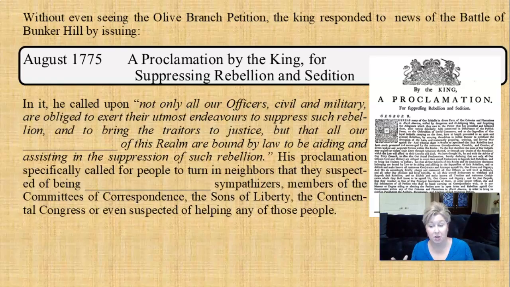In it, what he calls on is not just the officers, both military and civilian, but anybody employed by the king is already supposed to be suppressing anything that they think is patriotic behavior. But now he commands that all of his subjects, everybody, you're supposed to turn in your neighbor if you suspect that they have patriotic sympathies. So all of our subjects of this realm are bound by law to aid and assist in the suppression of what he calls a rebellion. So you're supposed to turn in your neighbors if you're suspecting them of being patriot sympathizers, if they're helping the committees of correspondence, if they're supplying a place to meet or food or anything, they are now considered to be treasonous.